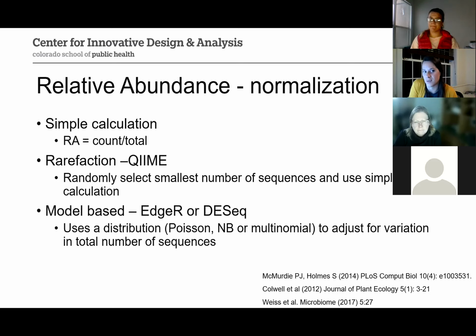And there are 3 ways to do that. One is just a simple calculation of relative abundance, which is your count divided by your total sequences. So you say 15,000 divided by 30,000, 50%.